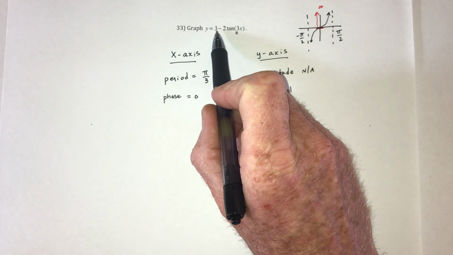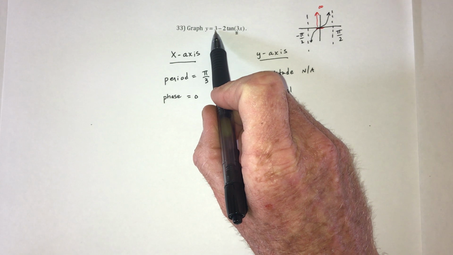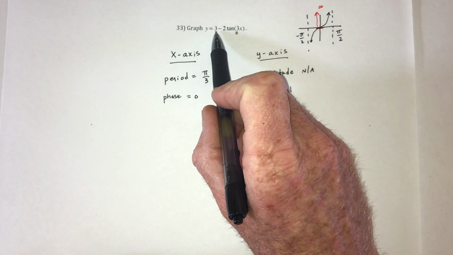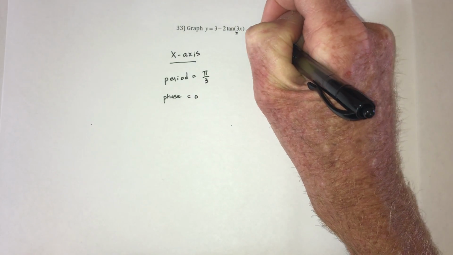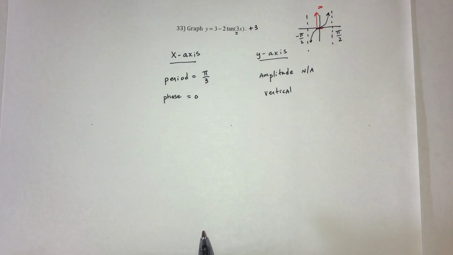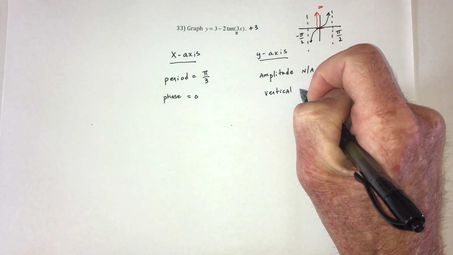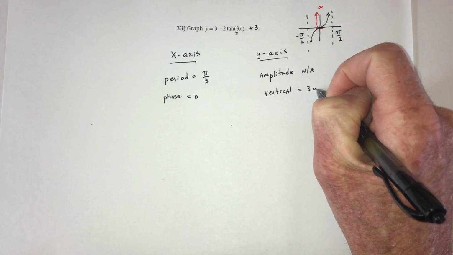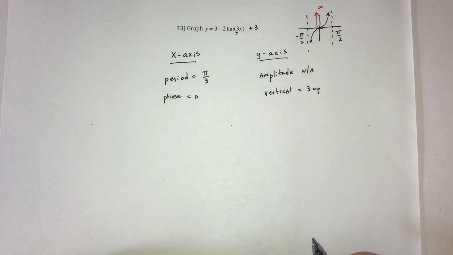And then the vertical shift is going to be this 3 right here. With this 3, it could be right here, or it could be right here. Either way, that's the vertical shift. And because it's a positive 3, it means it got shifted up by 3.